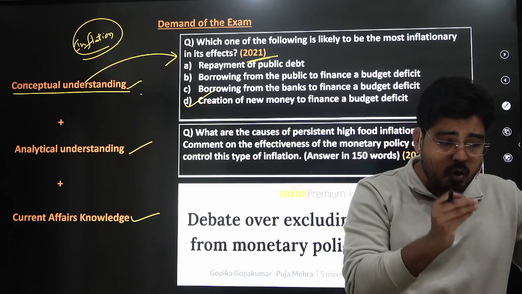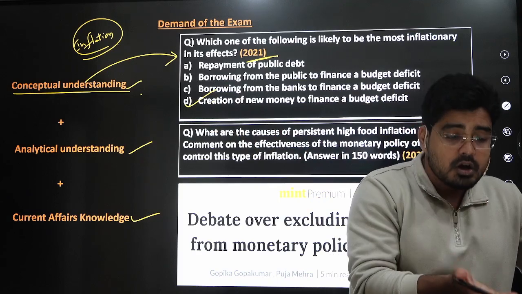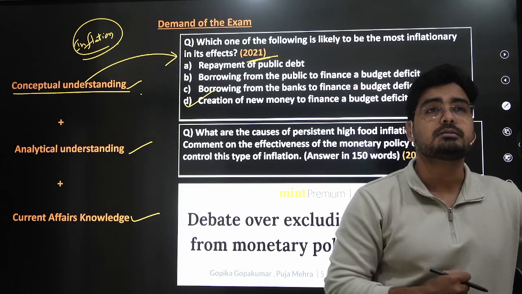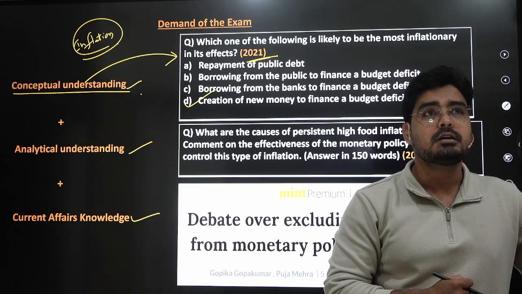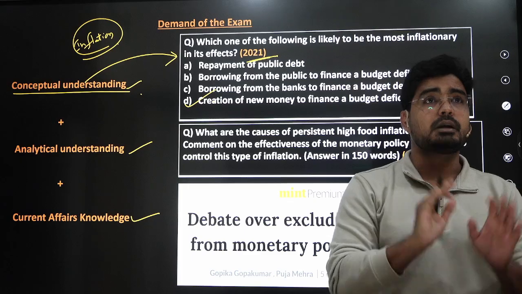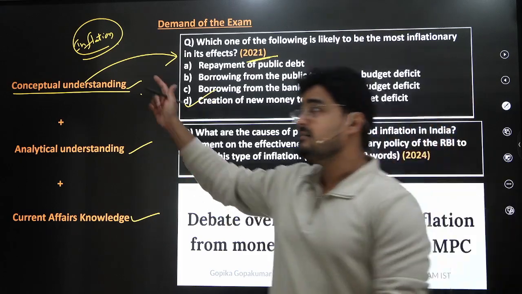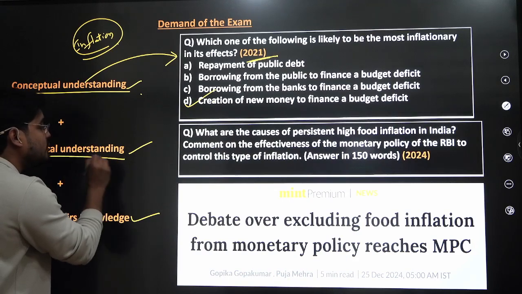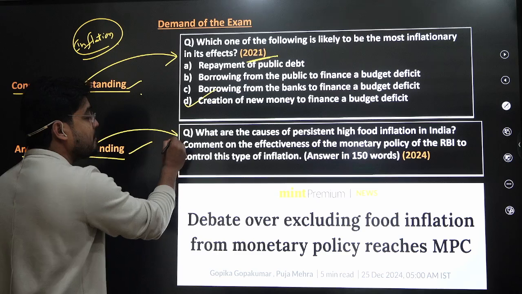You need to know what the factors are which result in inflation in the economy. So if you have the conceptual understanding, you can answer any question in the prelims. And this conceptual understanding is going to be helpful for your analytical understanding, which is going to be tested in your mains.